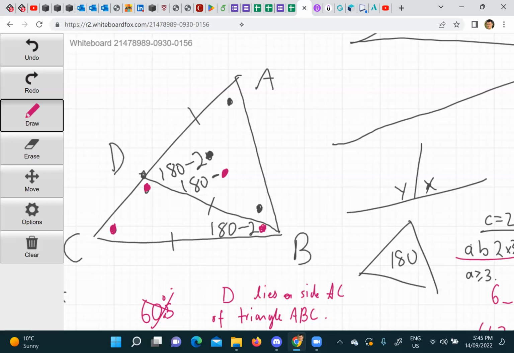So can you see why the red dot can't be equal to 90 or more? The red dot has to be acute. Why does the red dot have to be an acute angle?